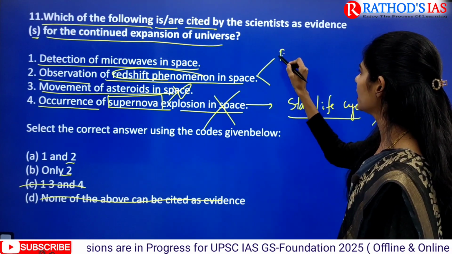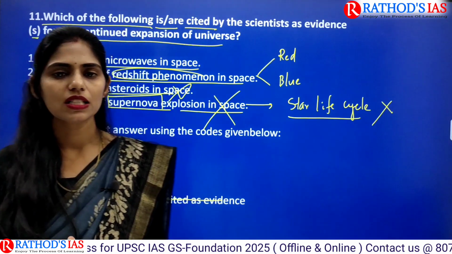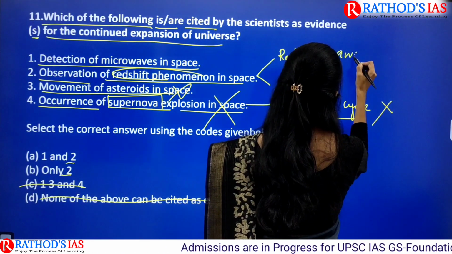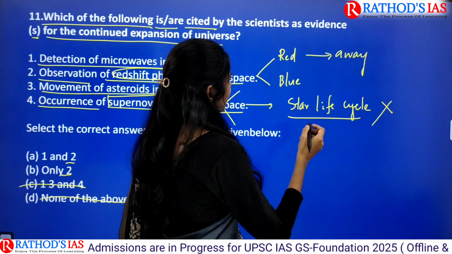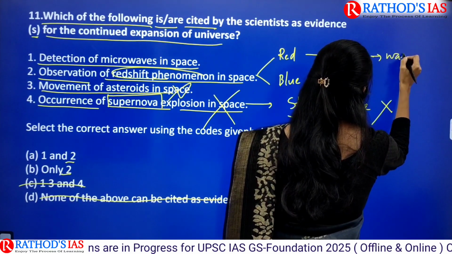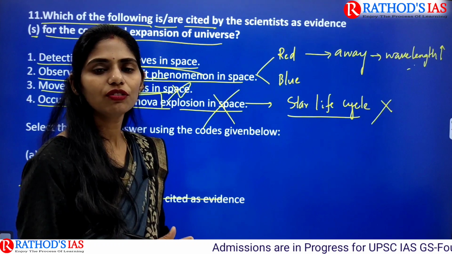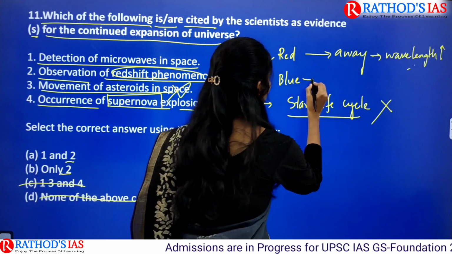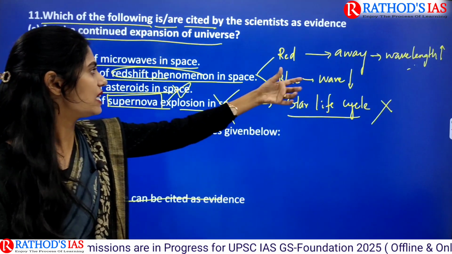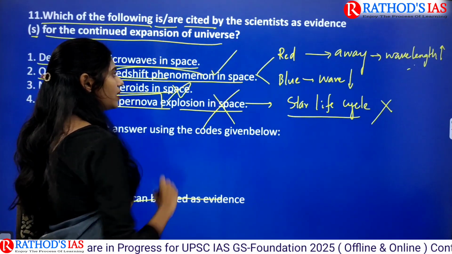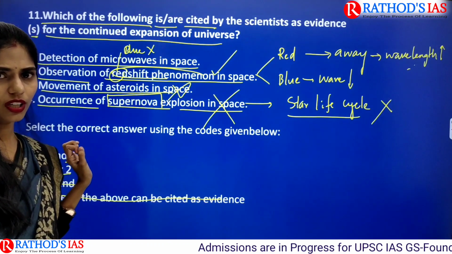In space we have two phenomena, redshift as well as blueshift. Whenever the objects present in space are moving away from each other, the light moves towards the red end of the scale, which says the wavelength is increasing. Whenever the objects are coming together, the light moves towards the blue end of the scale, which means the wavelength is decreasing. So when the universe expands, the objects move apart from each other, and we can see this redshift phenomenon. So this is correct. If the question had blueshift in place of red, this would be incorrect. Don't confuse this.